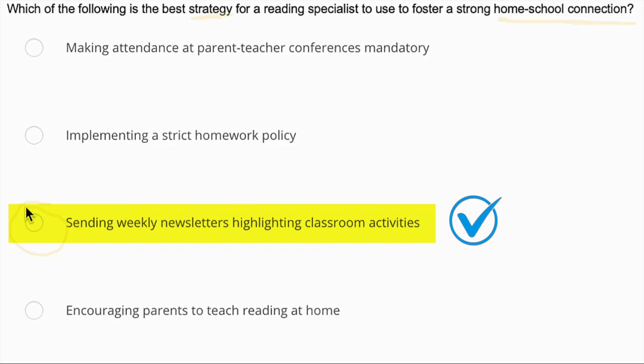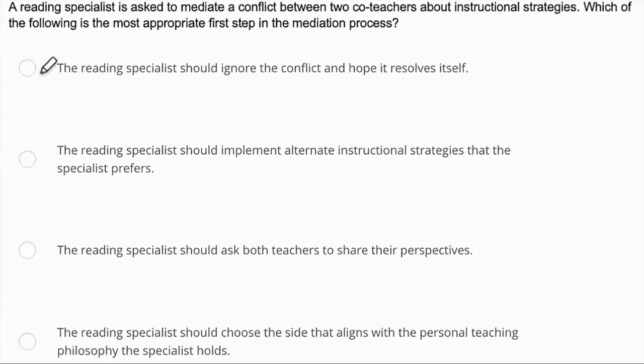For our next practice problem, we have a question that asks us that a reading specialist is asked to mediate a conflict between two co-teachers about instructional strategies. Which of the following is the most appropriate first step in the mediation process? So this question's a little bit longer than the previous two, but we still tackle it the same way. We first begin by highlighting the key words in the question. So I make note that there's a conflict between two teachers about instructional strategies. And then the actual question, so that provides our background context.